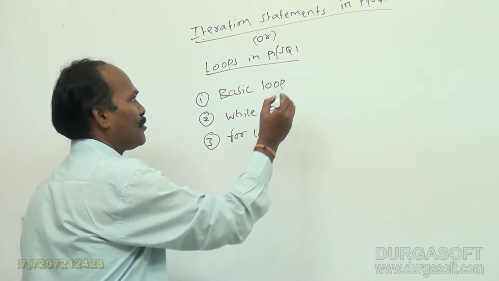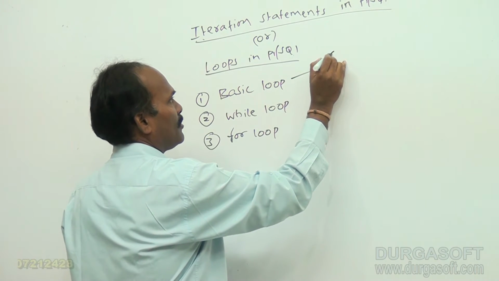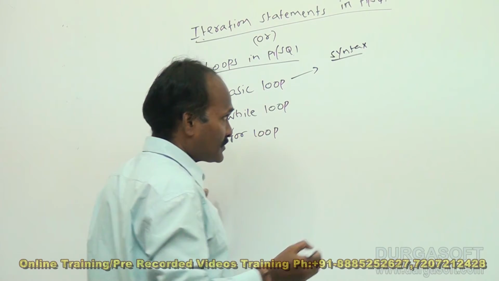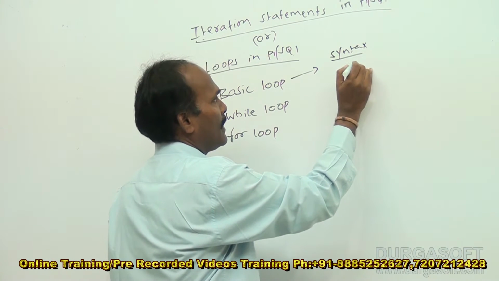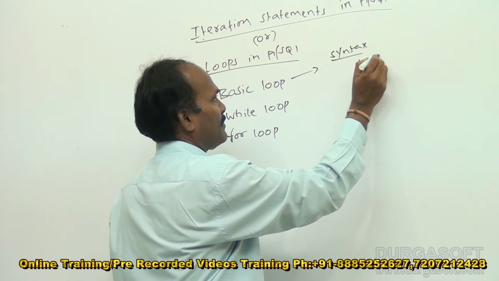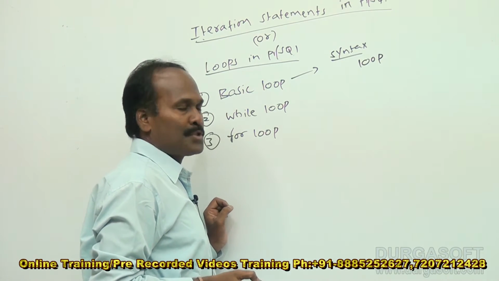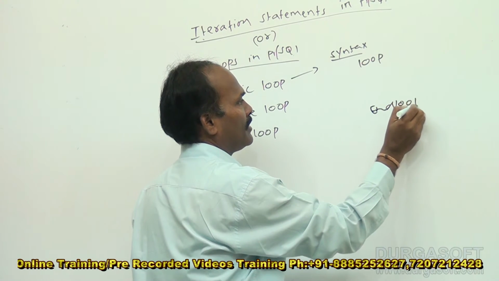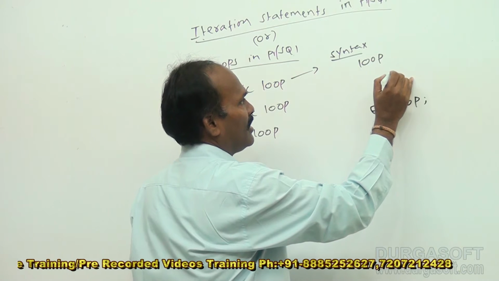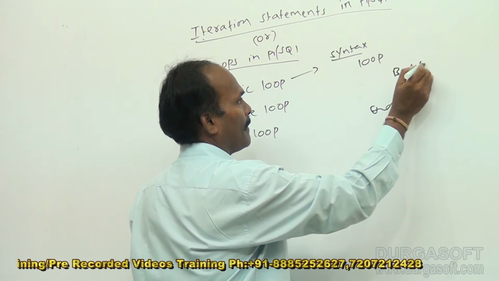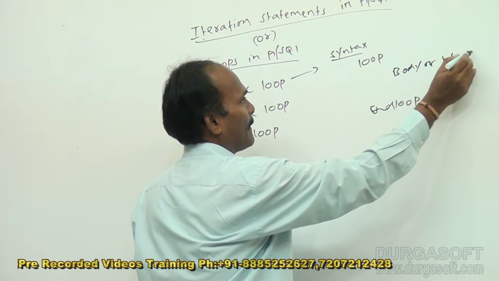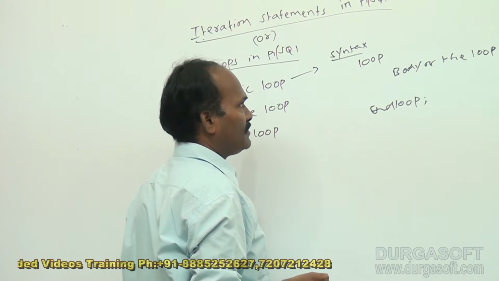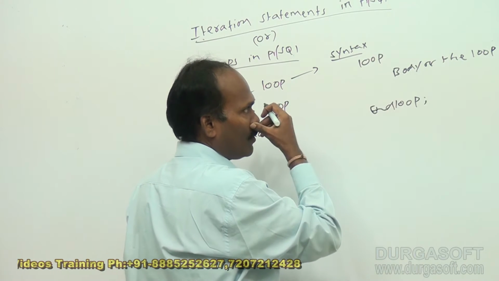First I will take the basic loop. Syntax of basic loop I will write over here. The basic loop syntax is very simple. You put the statements which are to be executed between the 2 statements called loop and end loop. For any loop, these 2 statements are there, with the body of the loop in between.